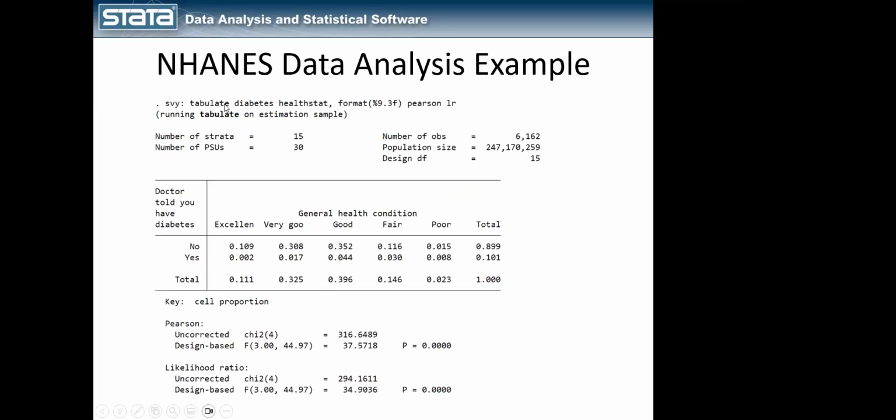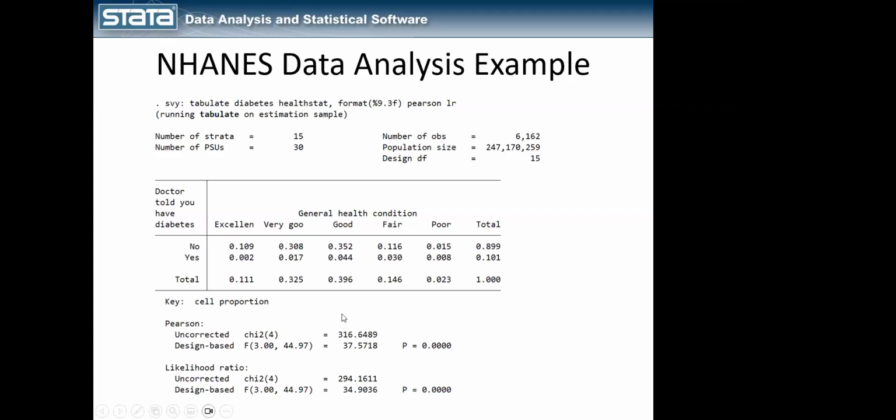I can do other things. I could do cross tabulations of diabetes and health status. I could ask it to do certain statistics for me. I could do a Pearson chi-square or a likelihood ratio test with these. Now, you have to be careful with the statistical tests because we report the uncorrected Pearson chi-square. So at the bottom of the slide here, notice where it says Pearson uncorrected chi-square is 316.